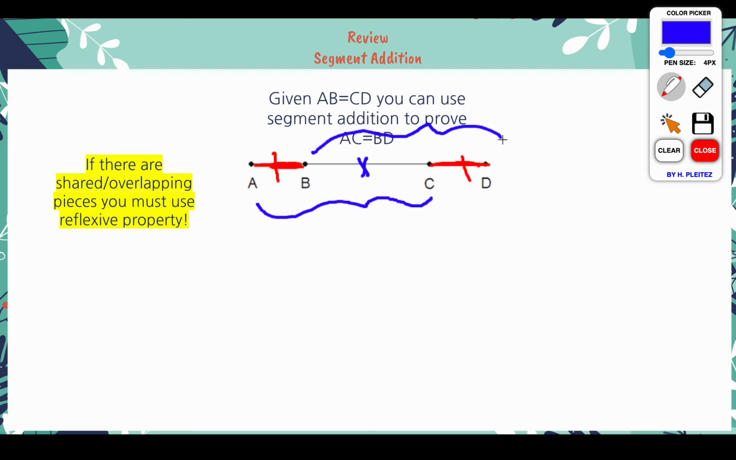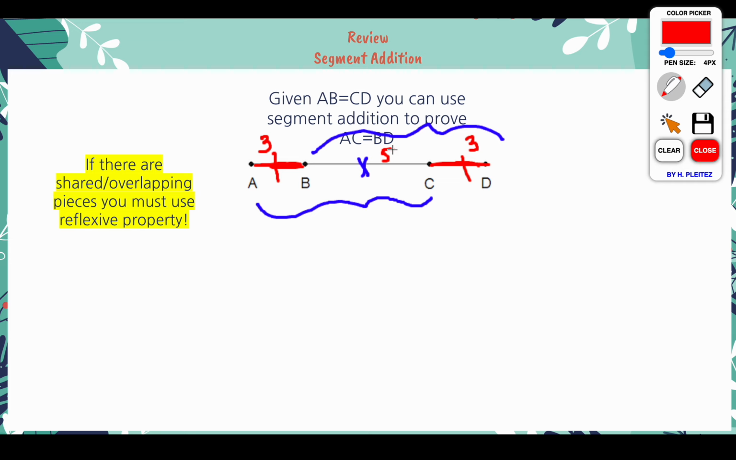To help you understand this, you can apply some numbers. So if AB is 3, we know CD is going to be 3. And then BC, we have to give one value to it. No matter what the number is, if I choose 5, then I know AC is going to be 8, and BD would also be 8. So giving numbers sometimes helps you understand.